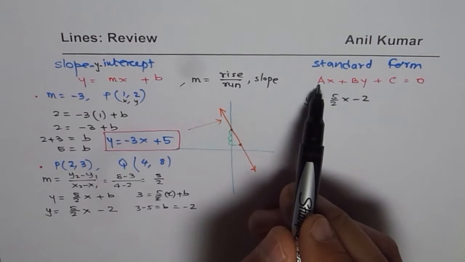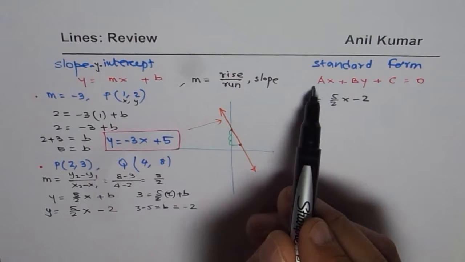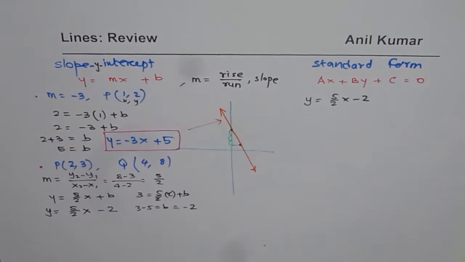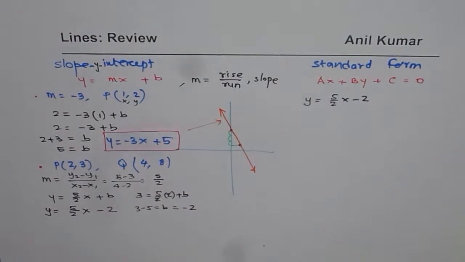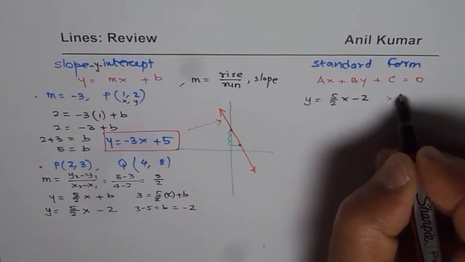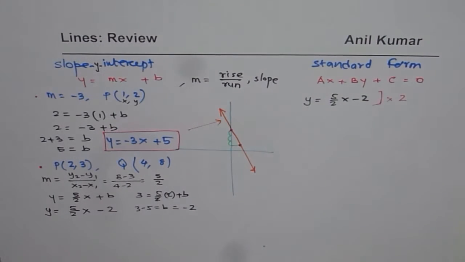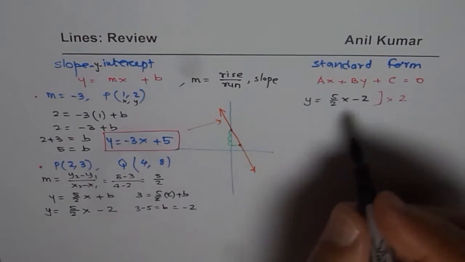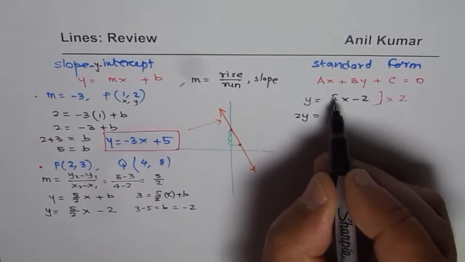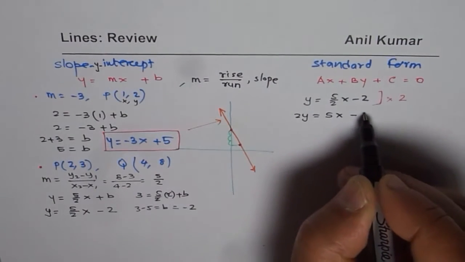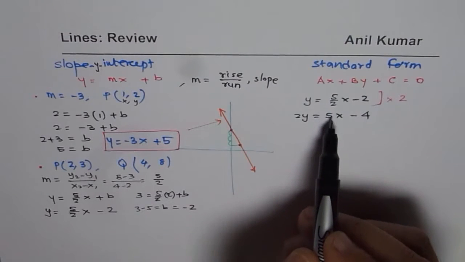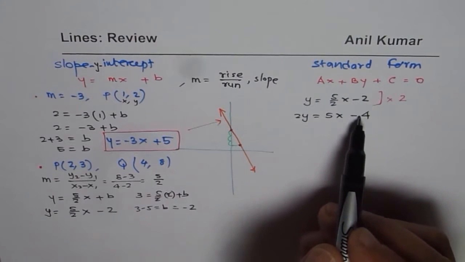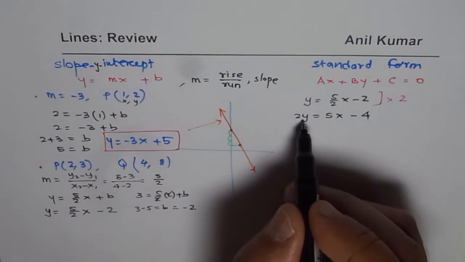Leading coefficient a should always be positive and a whole number, right? So we avoid fractions in our equation. Multiply each term by 2. So if I multiply each term by 2, what do I get? I will get 2y equals 5x minus 4, right? So 2 times y is 2y, 2 times 5 is 10, 10 divided by 2 is 5x, 2 times 2 is 4, so minus 4. Now we have to bring all the terms together.